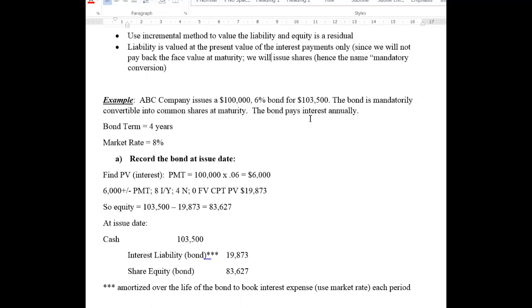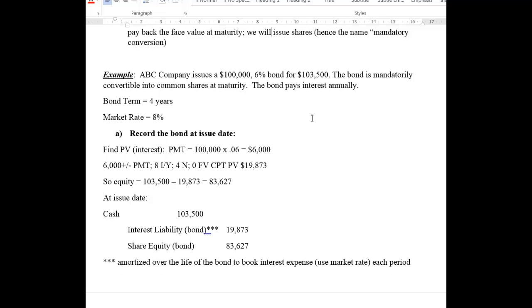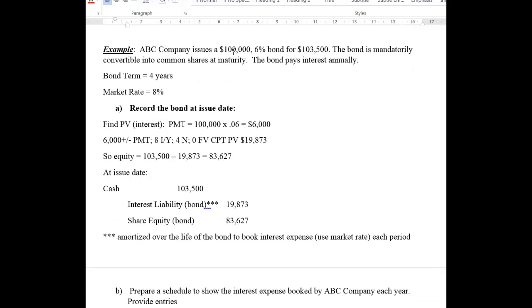So let's look at an example. ABC Company issues a $100,000 6% bond, and they get $103,500 for it. The bond is mandatorily convertible into common shares at maturity, and the bond pays interest annually. The term of the bond is 4 years, and the market rate is 8%.